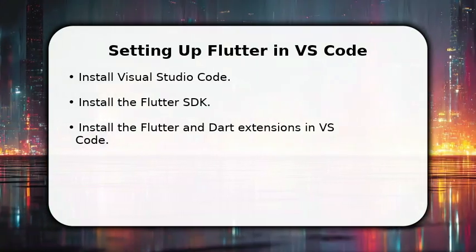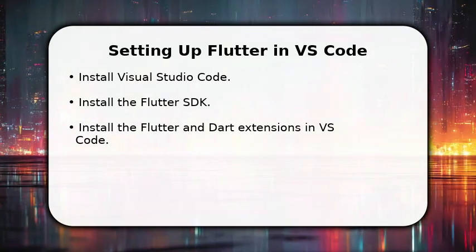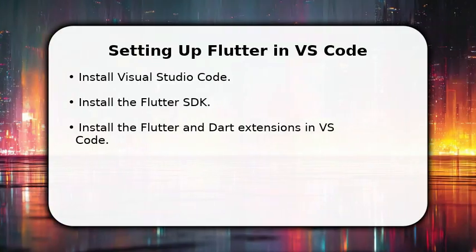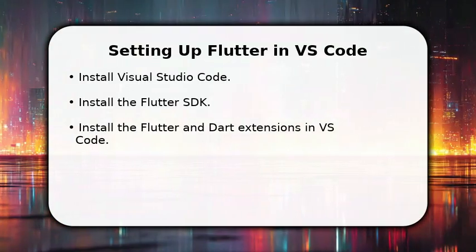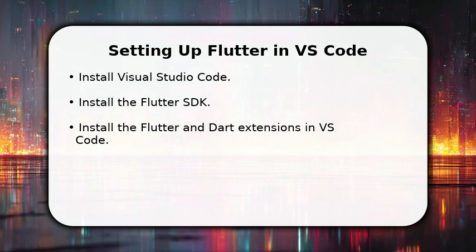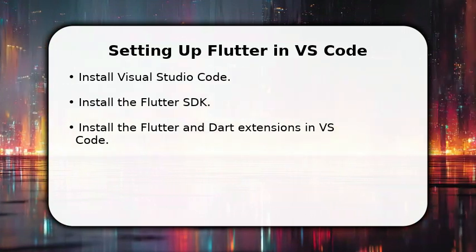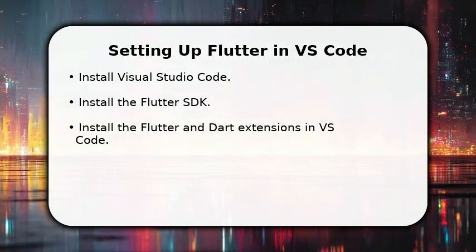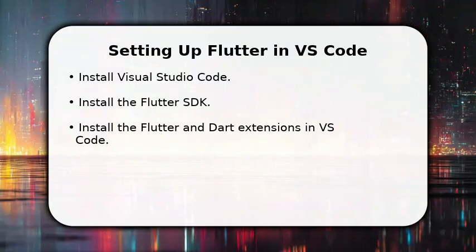Open Visual Studio Code and navigate to the Extensions view. Search for and install both the Flutter and Dart extensions. Finally, ensure your Flutter SDK path is correctly configured in your system's environment variables for seamless operation.